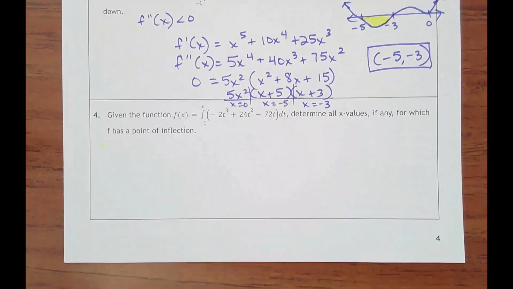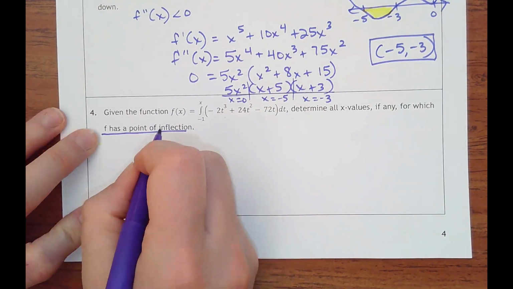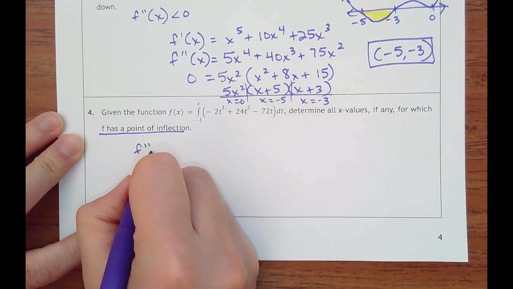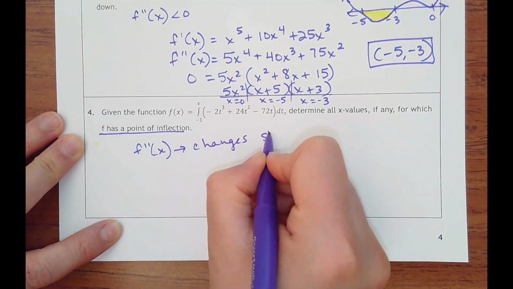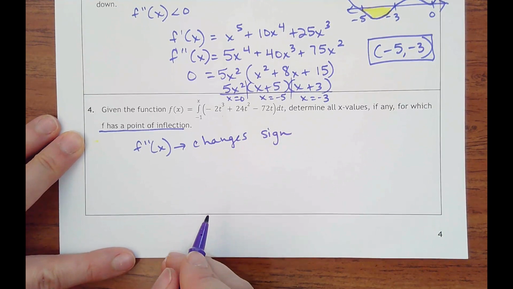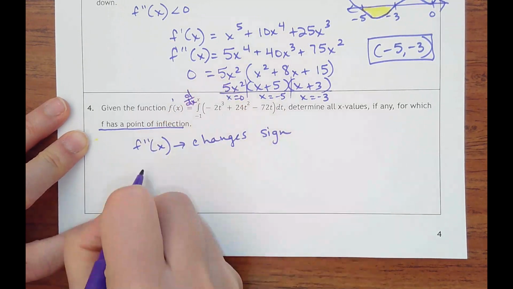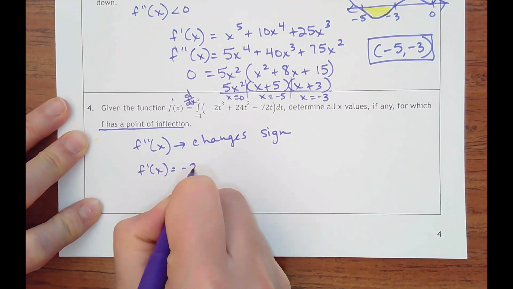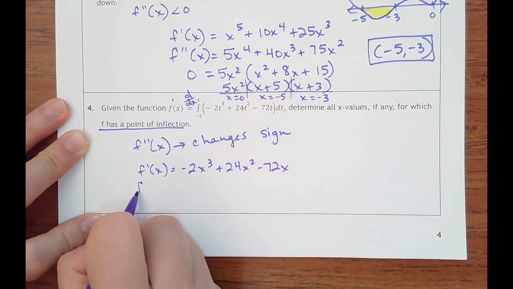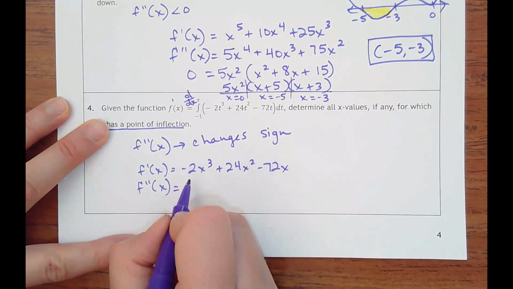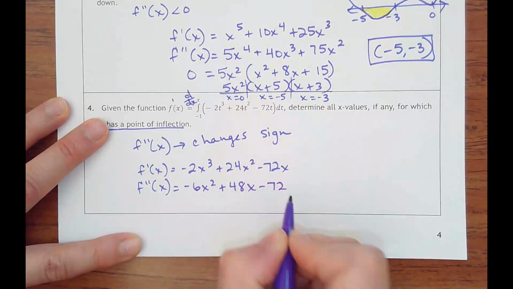And the last one. We're trying to figure out where f has a point of inflection. Points of inflection are when the second derivative changes sign. So it's got to go from positive to negative or negative to positive. So you're going to do the same thing where you want to take the derivative of both sides. So f prime of x, the negative 2x cubed plus 24x squared minus 72x. Take the second derivative. Negative 2 times 3 is negative 6x squared plus 48x minus 72.